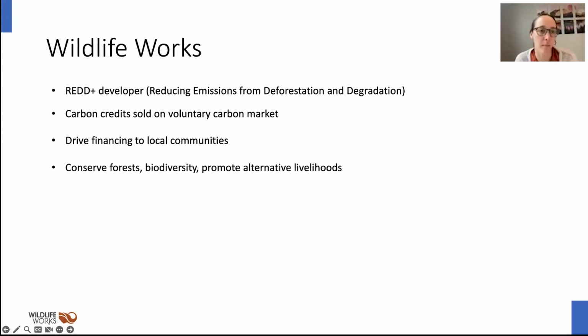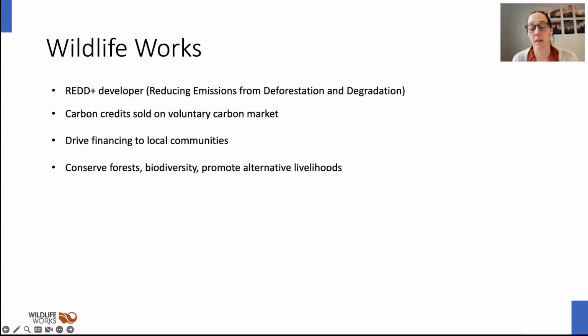So we're a REDD+ developer. REDD stands for reducing emissions from deforestation and degradation. And the plus means you don't just get credit for, or it's not just having a teak plantation, right? It's more than that. It's an enhancement of forest stocks. It's benefits or co-benefits, as they call them, for biodiversity and for communities that live in or near forests.